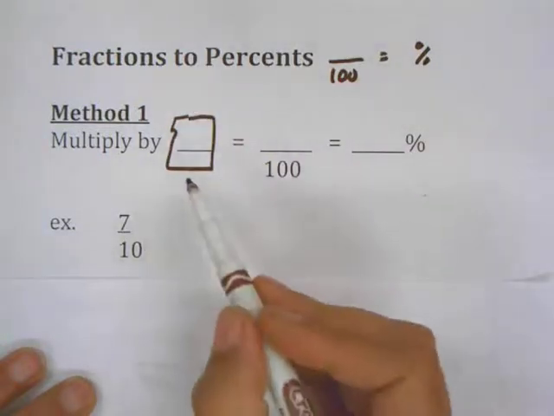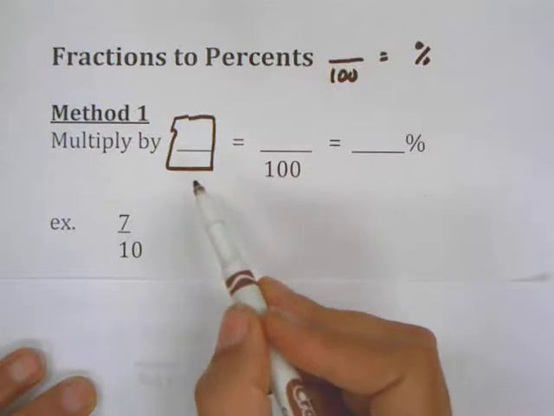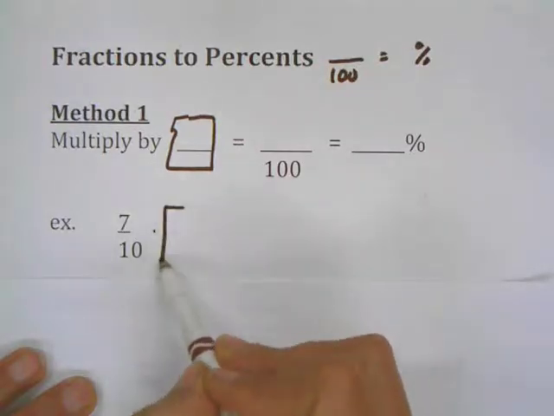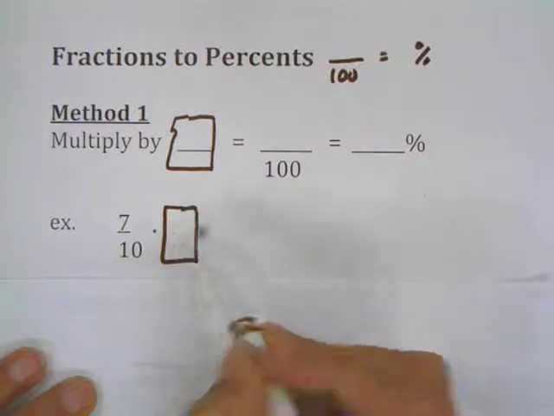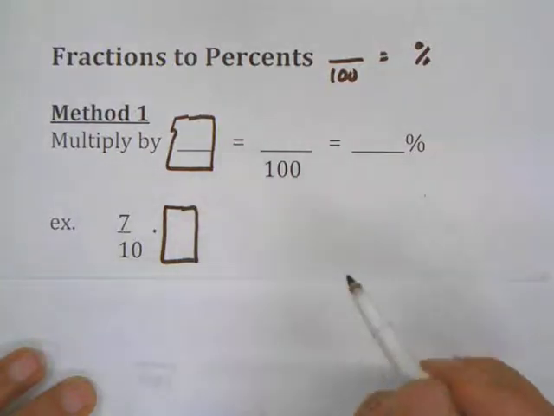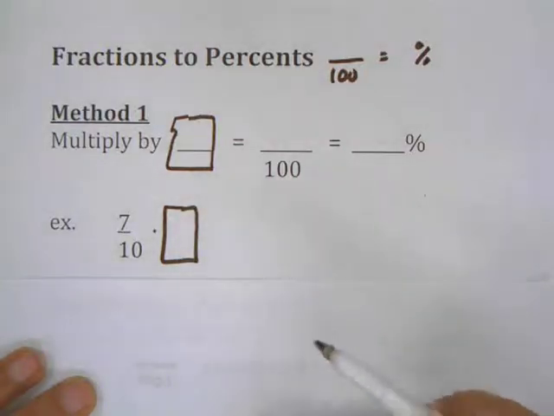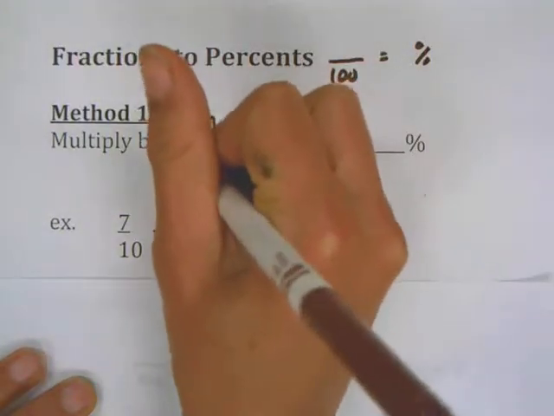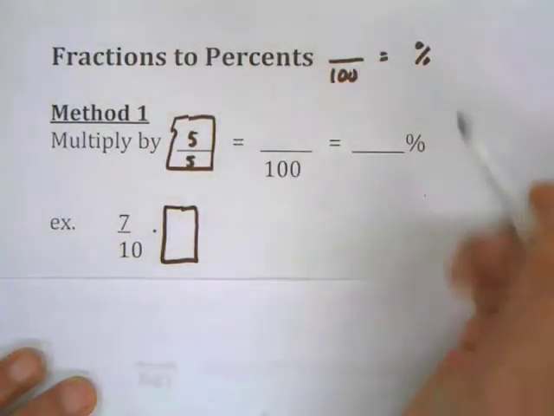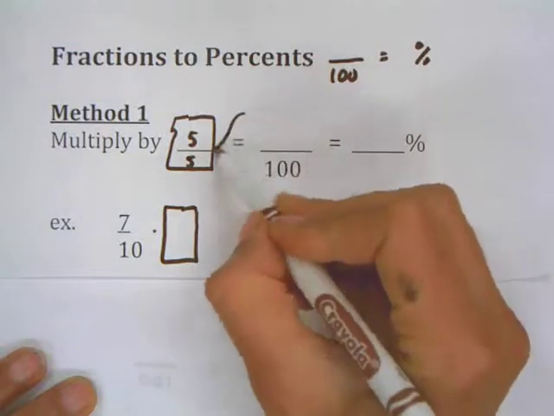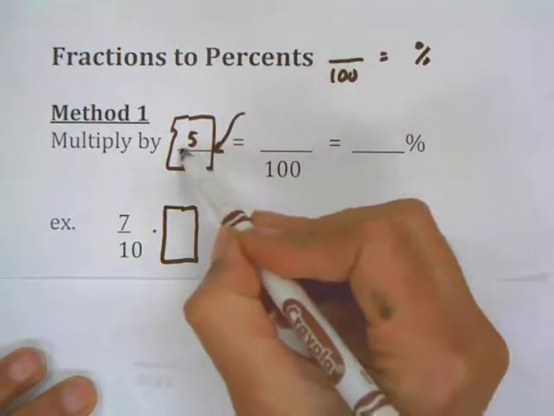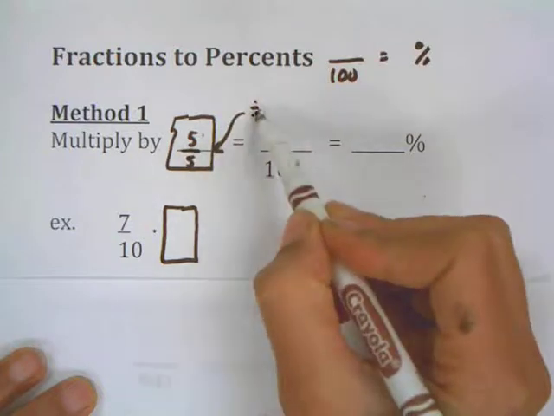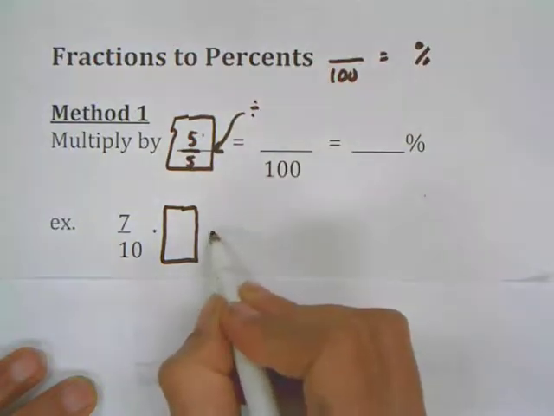So for example, 5 times 1 is 5, and 6 times 1 is 6, and 7/10 times 1 is still 7/10. Except we're not going to be just multiplying by 1, we're going to be multiplying by a fraction that's equal to 1. So for example, 5 over 5, 6 over 6. And the reason that works, why that's a fraction equal to 1, is remember that that fraction bar means division. So 5 divided by 5 is 1.